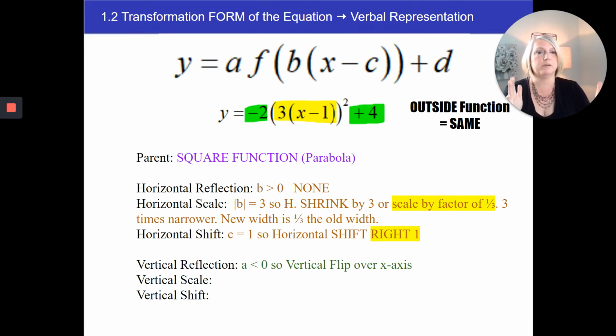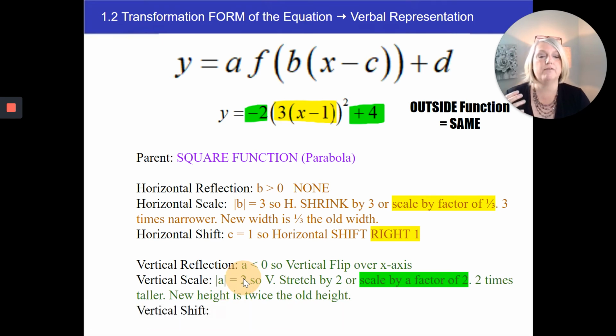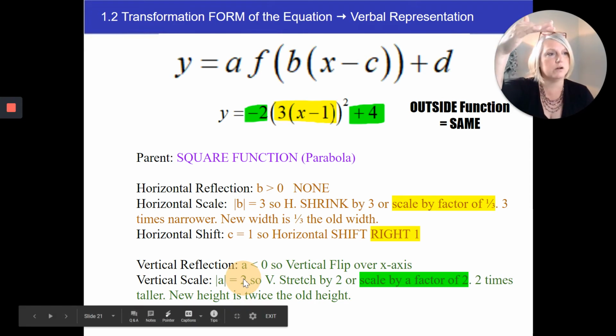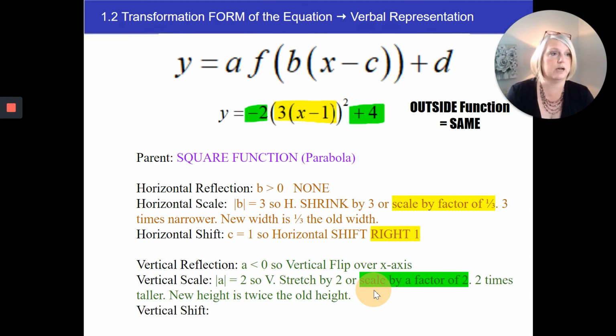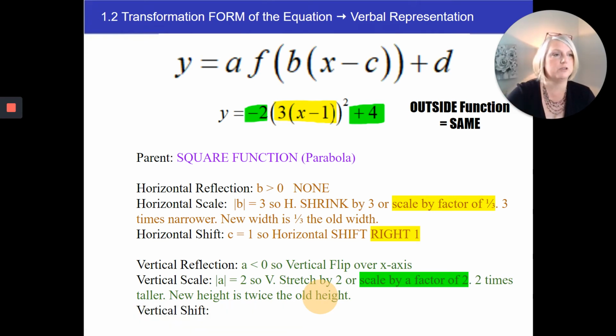So now you're going to visualize your parabola flipping down. We took the parabola, we made it narrower, we shifted it to the right 1, and now we have flipped it down. We're just keeping that in our head for our visual. Then we look at the fact that the absolute value of A is 2. So there's a vertical stretch by 2 because outside does exactly what it is. It's 2 times taller than what it used to be. Our scale is 2 times, and the new height is twice the old height. So if I were to compare one anchor point to the new anchor point, it would be twice the height that it used to be from the x-axis.